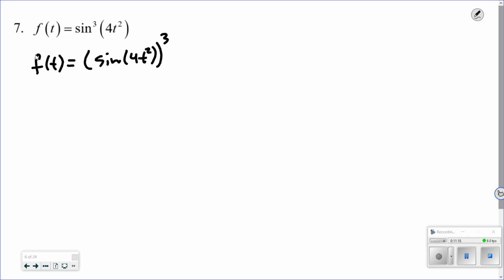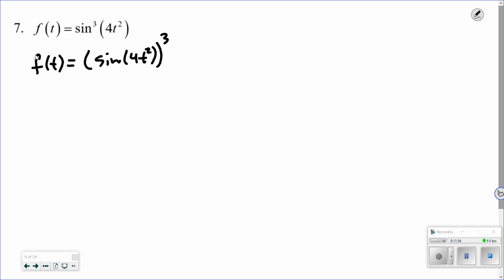Now this one's tricky. We've actually got to do the chain rule 3 times, and I'll show you what I mean. We have the cube as an outside function, and inside the cube we have the sine, and inside the sine we have the 4t squared. So it's like multiple layers, which is fine. We just apply the chain rule each time. So start with the outside function first.